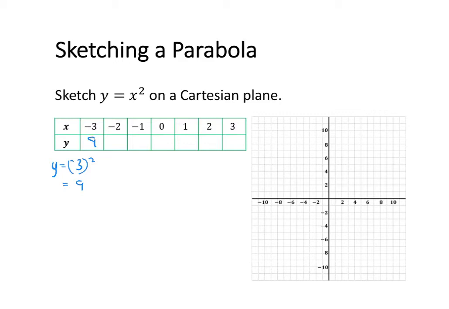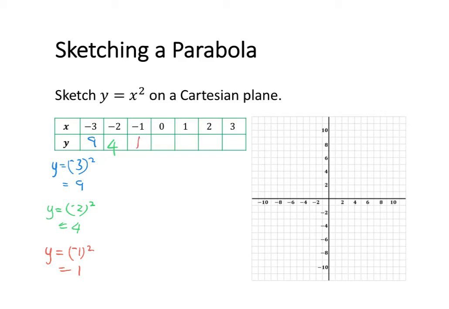And remember, when you're squaring a negative number, because you are timesing two negative numbers together, it will be a positive. And the next is going to be x equals -2. So when that happens, y is going to equal -2 squared, which equals 4. Then my next value is going to be x equals -1. So y equals -1 squared, which equals 1.